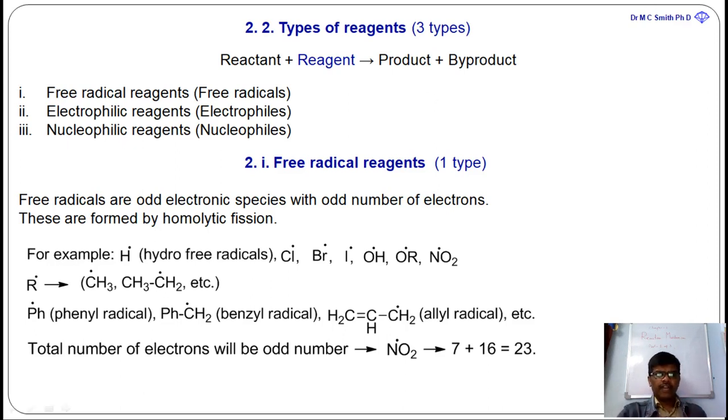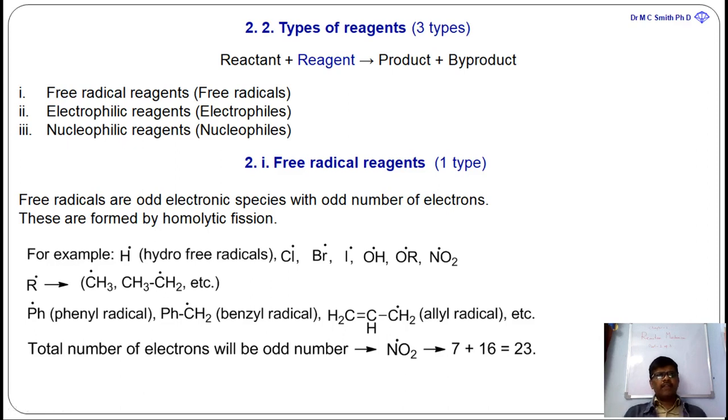Good. So free radicals, where will we get free radicals? Free radicals are obtained by the homolytic fission of a bond, where it gives two free radicals. For example, hydrogen free radical, chlorine free radical, bromine, iodine, hydroxy, alkoxy, nitro free radical, alkyl free radicals like methyl, ethyl, etc. And there is a chance of getting phenyl free radical, benzyl radical and allyl radical, etc.